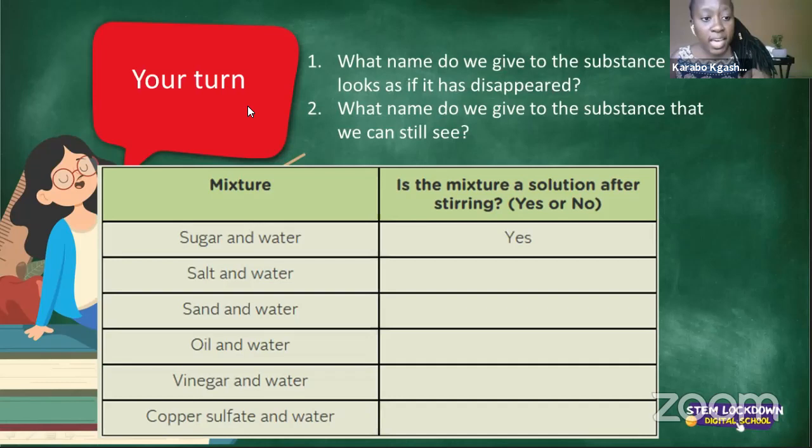What about vinegar and water? All right, vinegar and water would be a solution. The vinegar would actually dissolve inside the water. What about copper sulfate and water? Copper sulfate is just a blue substance. Do you think copper sulfate would be able to dissolve in the water? Right, Teresa said yes. All right. So, of course, copper sulfate and water is a solution.